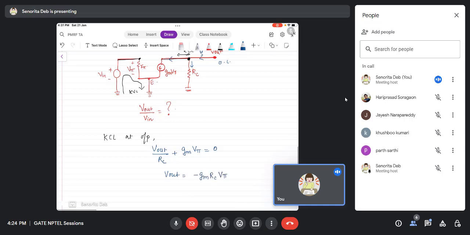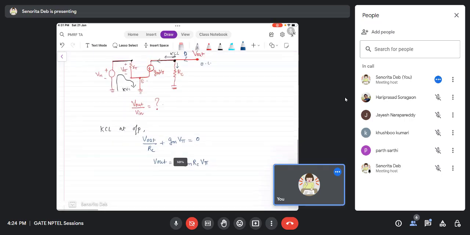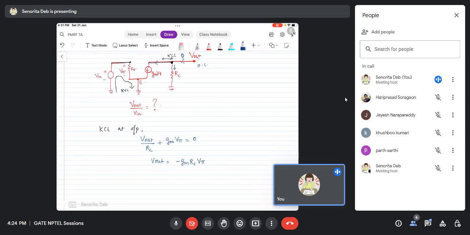But you wanted between V out and V in, right? So for V out and V pi, what you can do is, the input gives you the relation between V in and V pi, and the output gives you the relation between V out and V pi. So if V pi is common, then you can get the relation between V out and V in. So now you apply the KVL at the output, KVL at input, and what do you get?